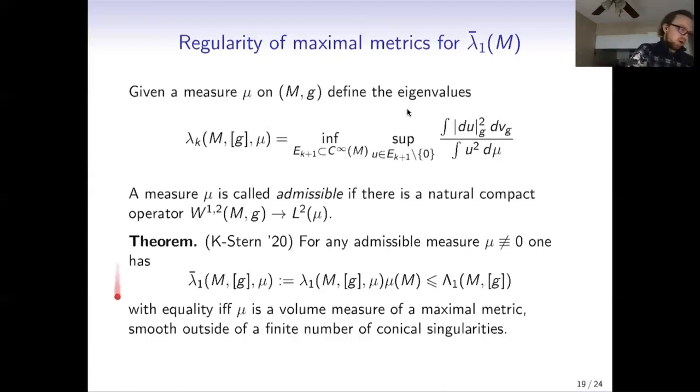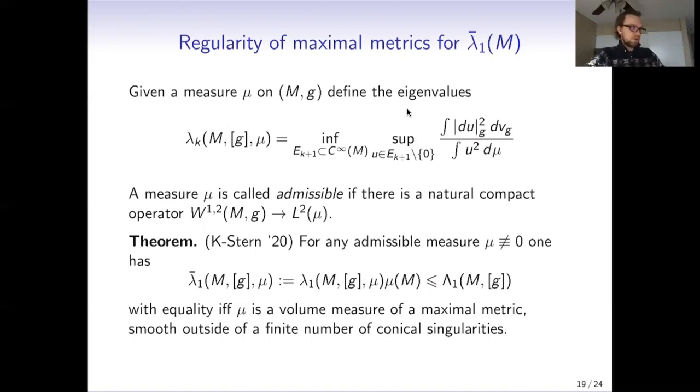Right, so this is what I call regularity of maximal metrics. So not only maximal metrics, but regularity of maximal measures even. So even if your measure is wild, you still cannot exceed the value, and if you achieve the value, then it has to be a usual measure. Okay, and this is joint work with Daniel Stern, who is also talking in this seminar, but not about this.